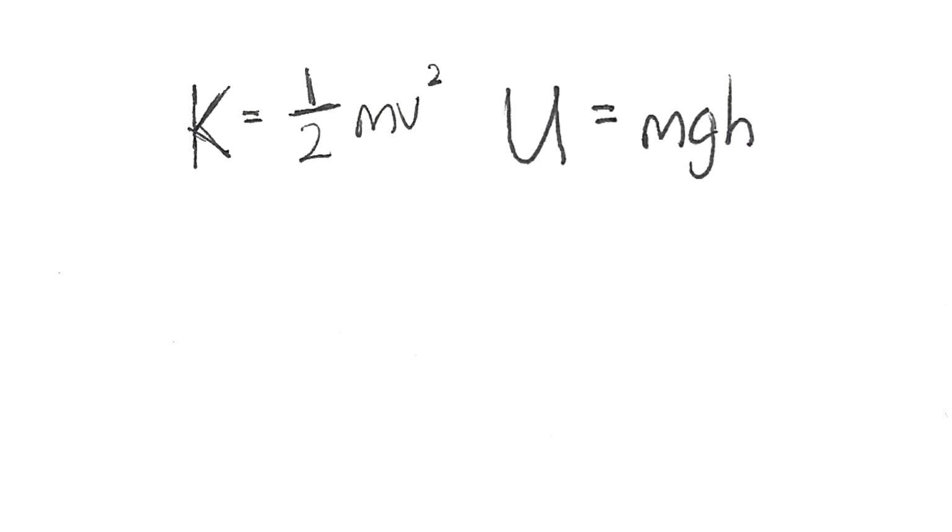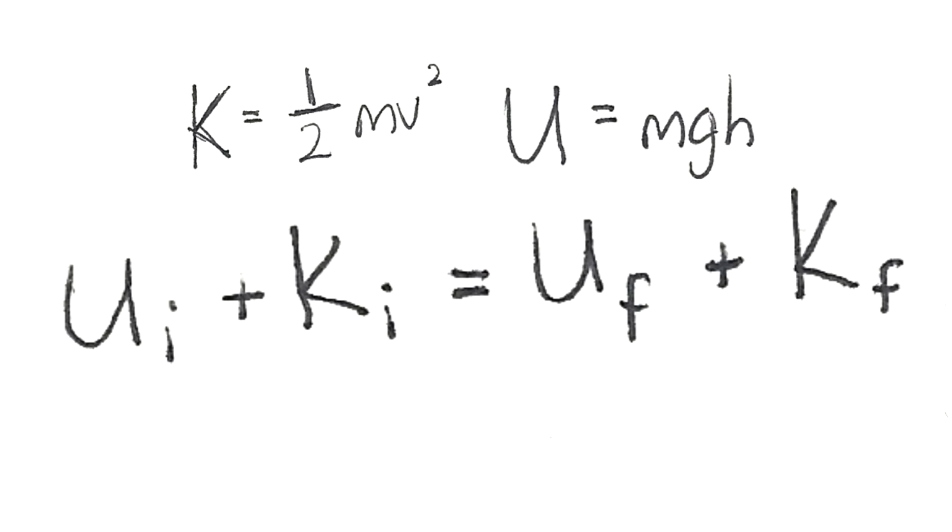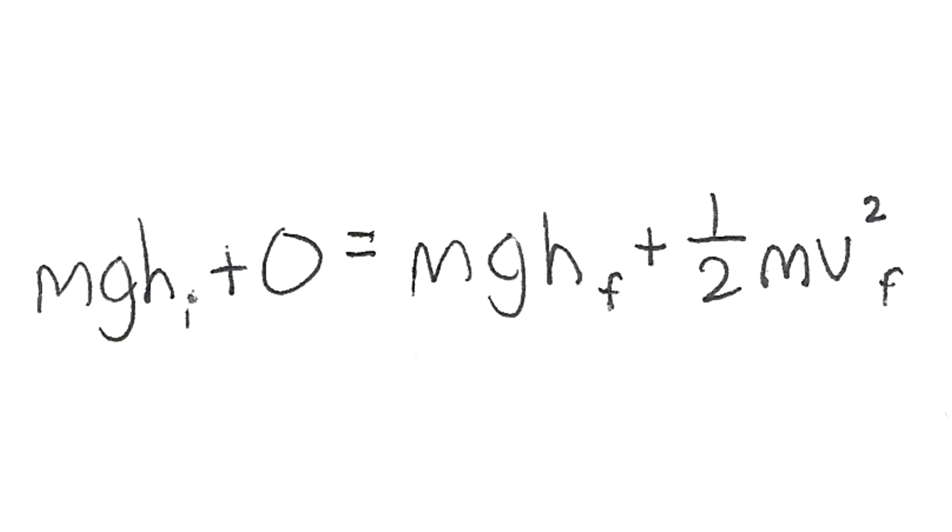is U equals mgh. We can combine these two equations to say that the potential energy at the initial point plus the kinetic energy at the initial point is equal to the potential energy at the final point plus the kinetic energy at the final point. By plugging in the two equations for the potential energy and the kinetic energy, we can get the following equation. Note that the initial kinetic energy is equal to 0 because the bead is released from rest.